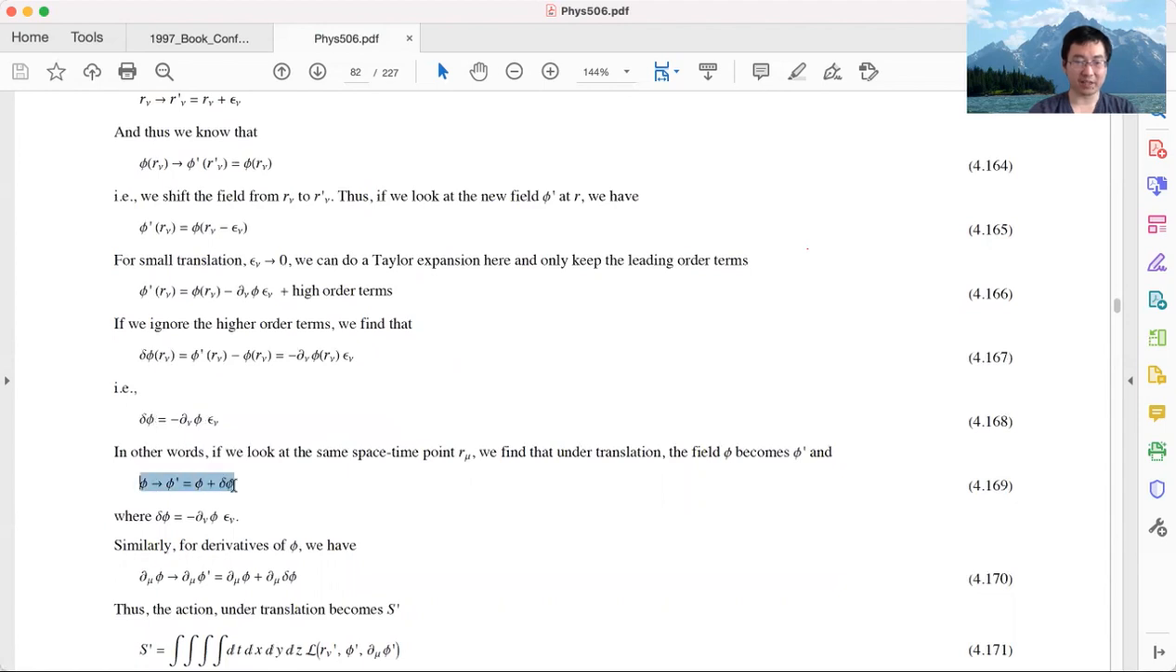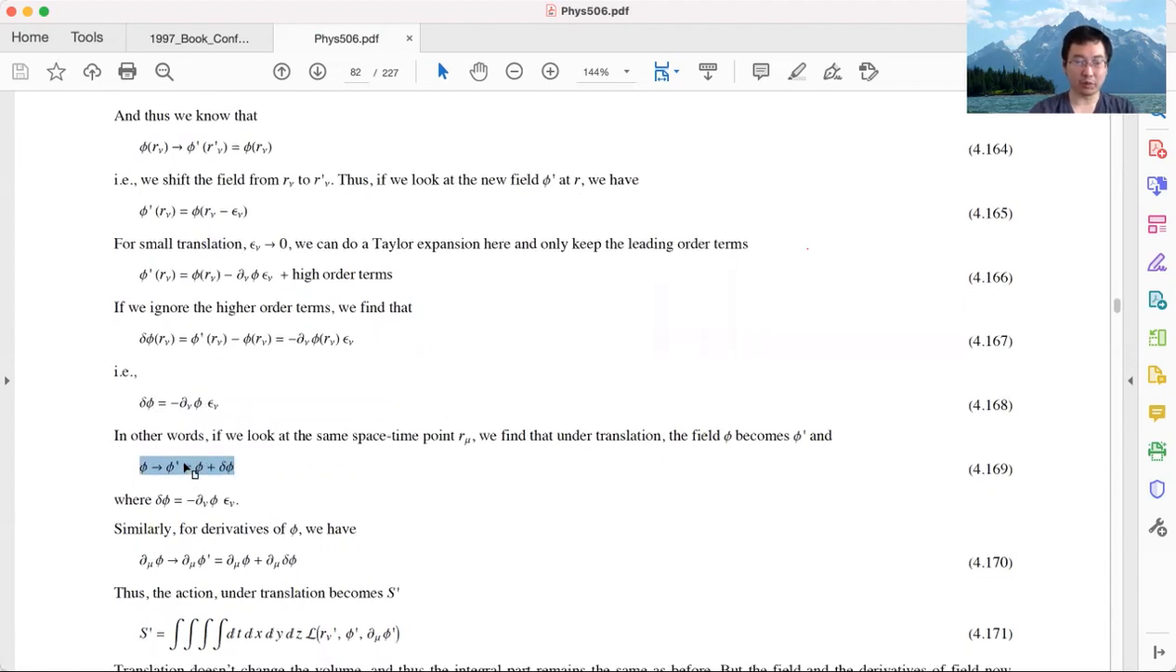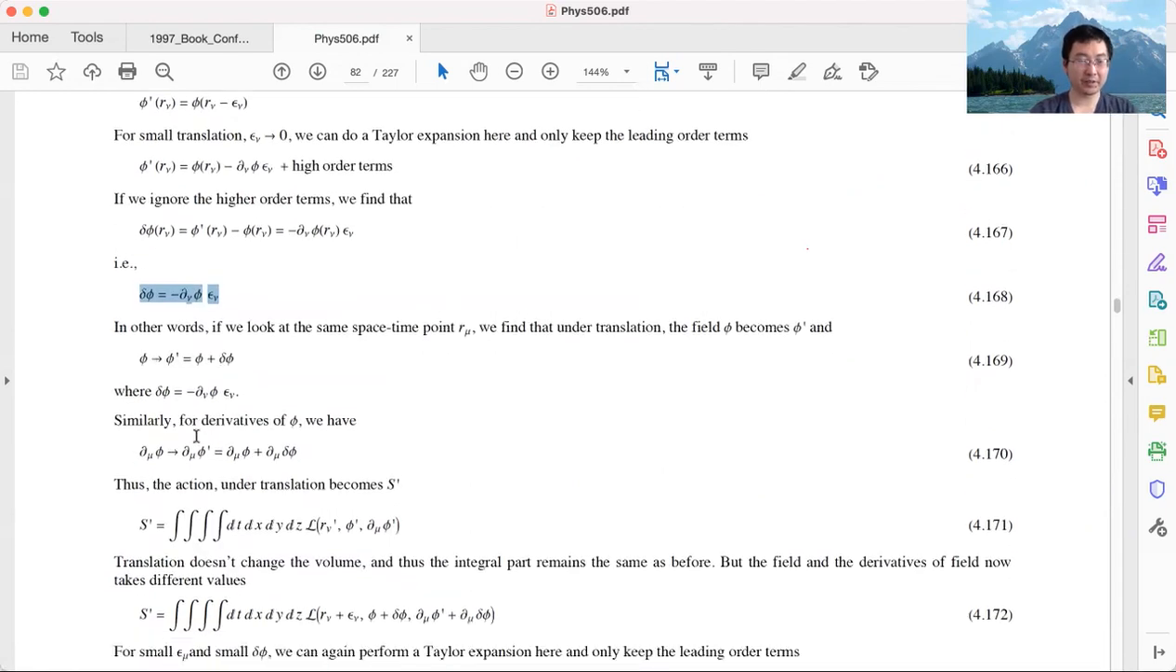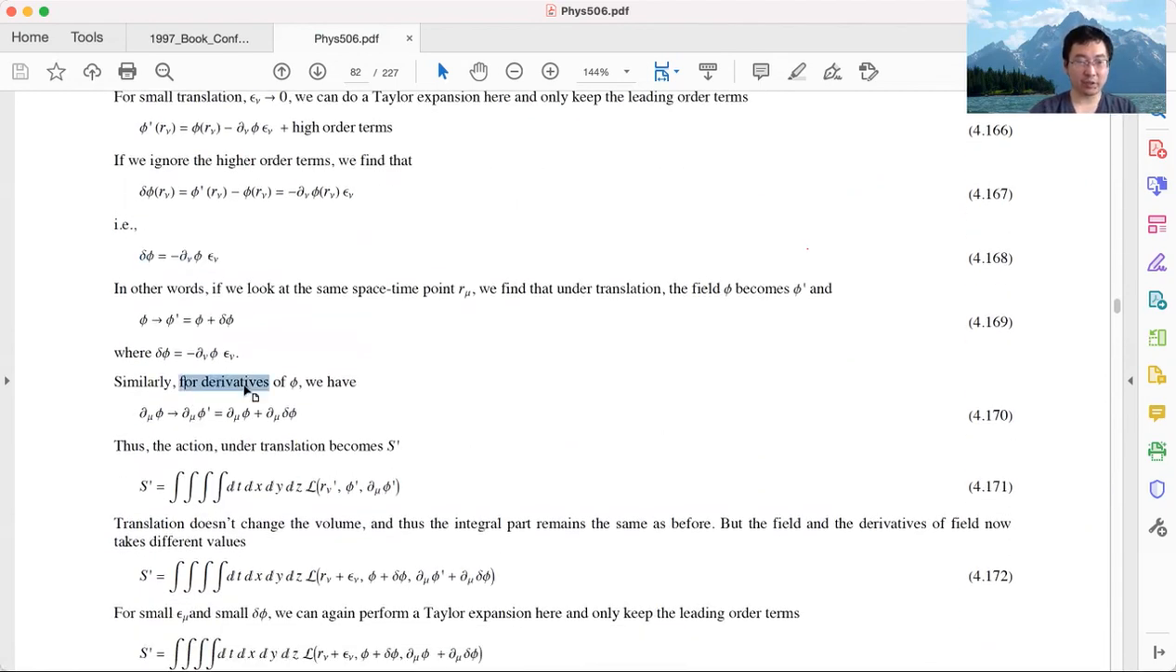Okay, so this is another way to write down the same thing. My new wave function and my old wave function differ by delta phi, and delta is what we define here for the same space-time point. And similarly, we can look at the derivative of phi. For the derivative of phi, we can use exactly the same formula here. Just take a spatial derivative on both sides of the equation.